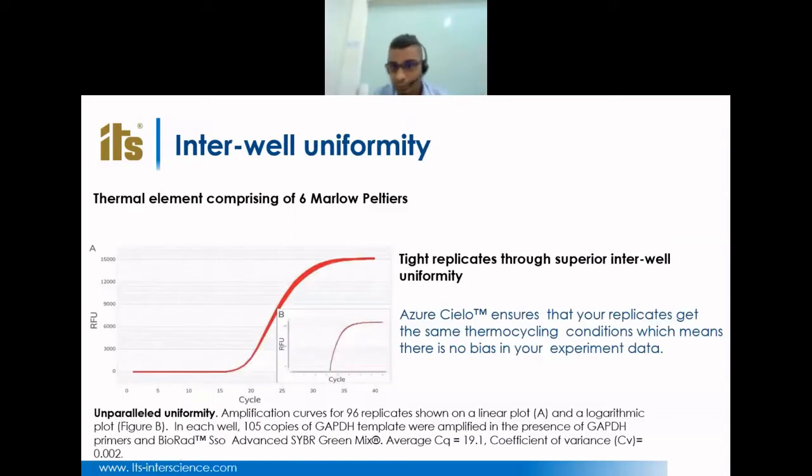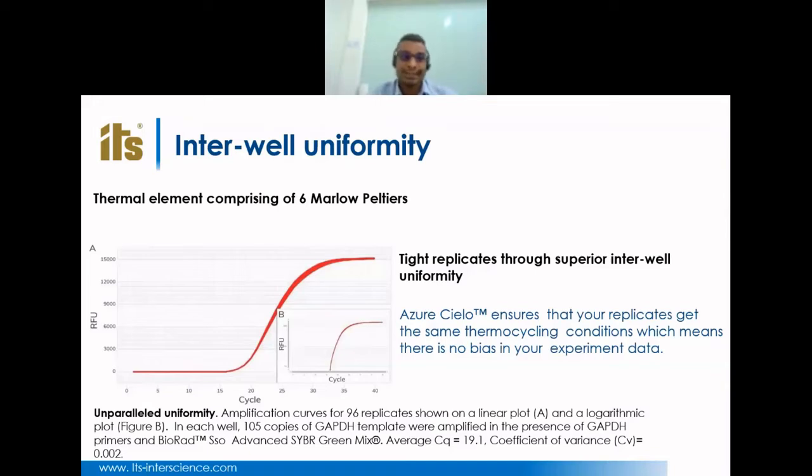Okay, what else is different? The Azure Cielo has a very high interwell uniformity. Interwell uniformity refers to temperature regulation. And let me tell you, temperature regulation is at the heart of a qPCR system. Temperature regulation is very important for your primer binding. Temperature regulation is very, very important for proper performance of your enzymes.